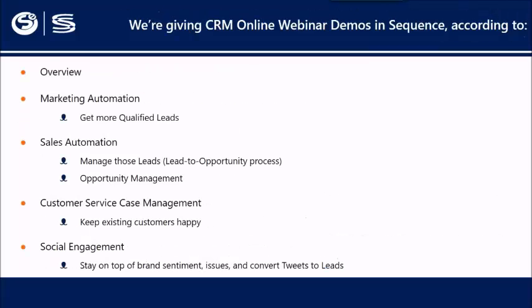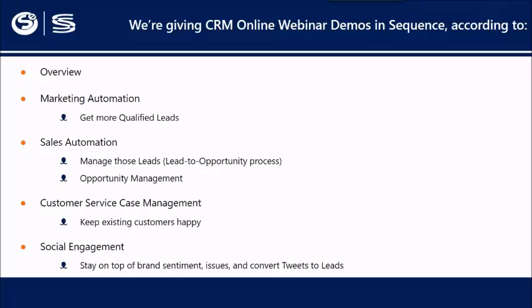The sequence of our 5-part webinar series is this. Last time, 3 weeks ago, we did an overview. Today we're doing marketing automation so we can help you get more qualified leads. In 3 weeks' time, we're going to do sales automation so you can manage those leads, the lead to opportunity process, and convert them to wins.